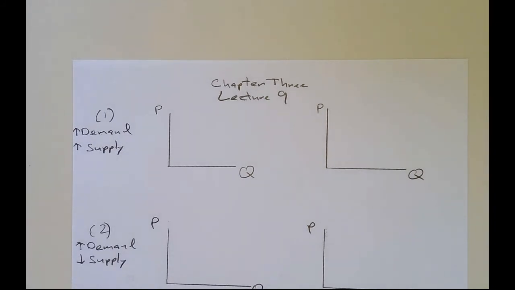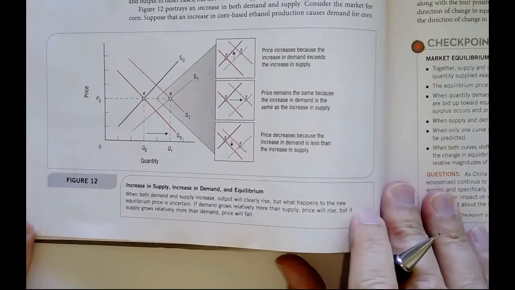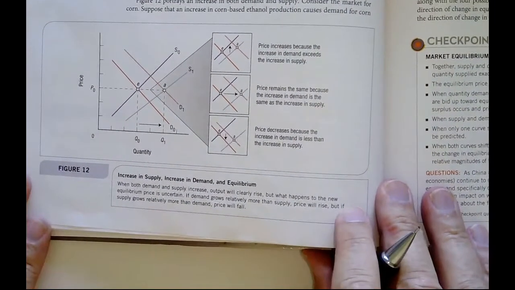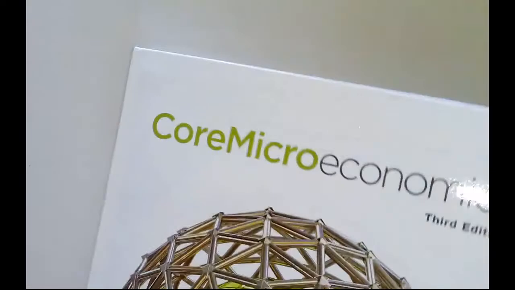This looks at what happens to equilibrium price and equilibrium quantity if supply and demand both change at the same time. There are 4 different possibilities, but I want to show you from your book why it's kind of complicated. This is an older edition of the book, the 3rd edition. It may not be the same page as in your current textbook.